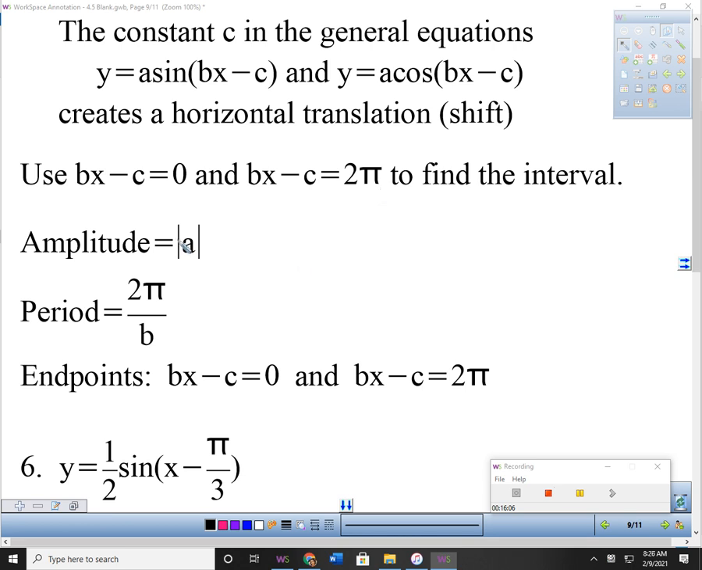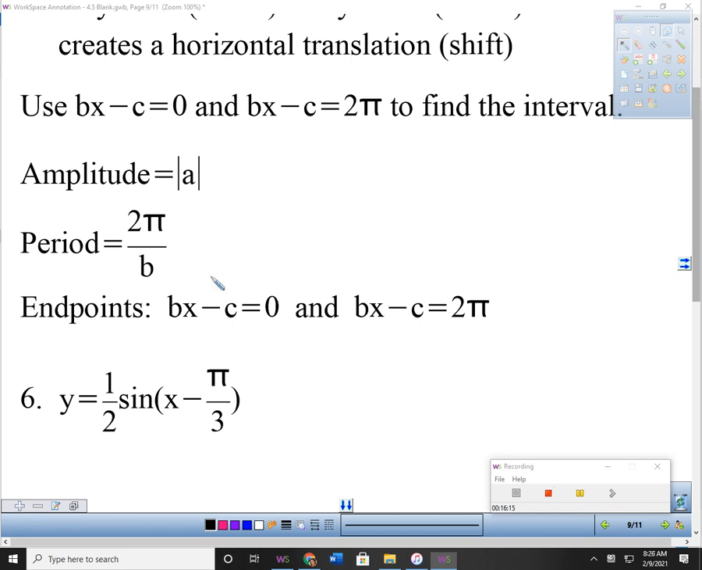This inside point will tell you where you should start and where you should end. All right, so you've got your amplitude. We've talked about the period. So your end points will be whatever you're taking the sine of equal to 0, and whatever you're taking the sine of equal to 2 pi. That will tell you the beginning and the end.